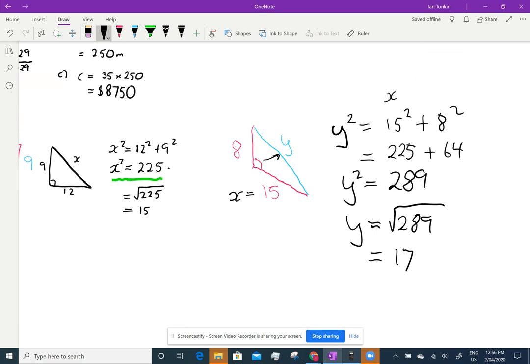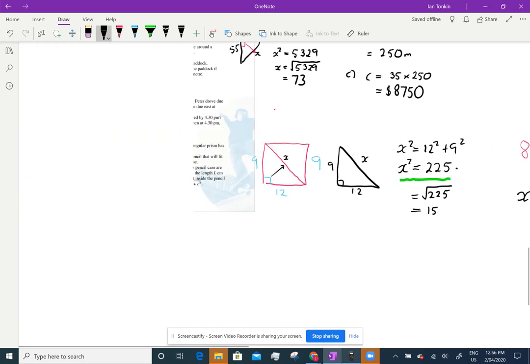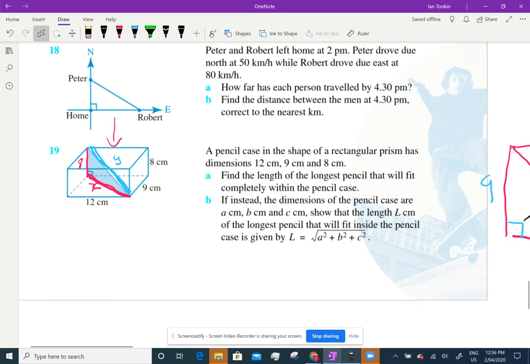So the longest pencil that can fit in the box: you could have put a pencil on the bottom of the box and laid it flat, and that would have been 15. You would have got a 15 centimetre pencil there. But if you got a 17 centimetre pencil, you could put it from the bottom of the box to the top of the box, and that would fit in.